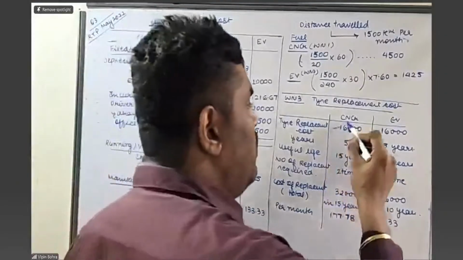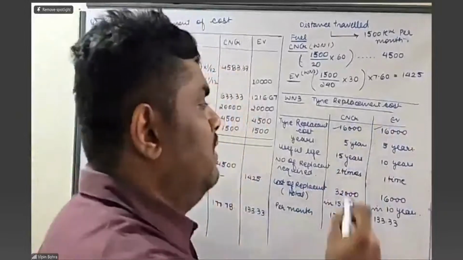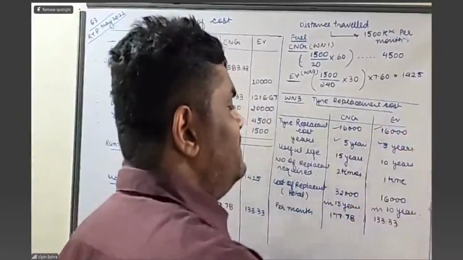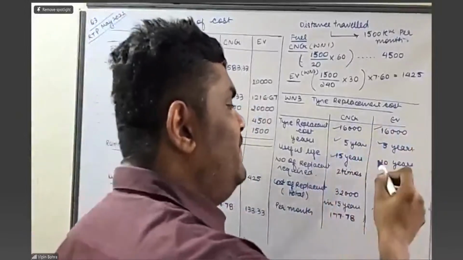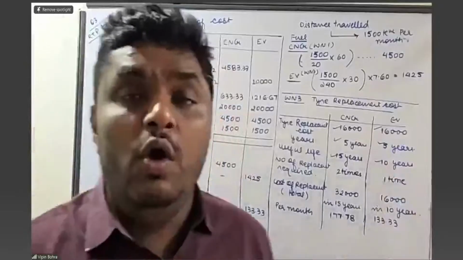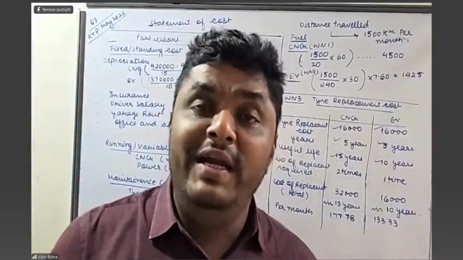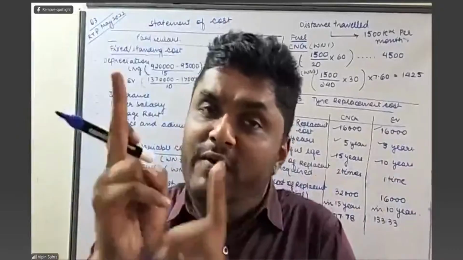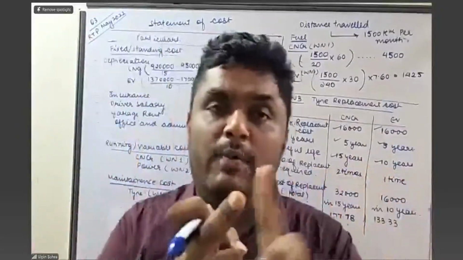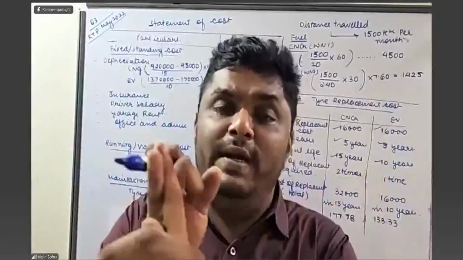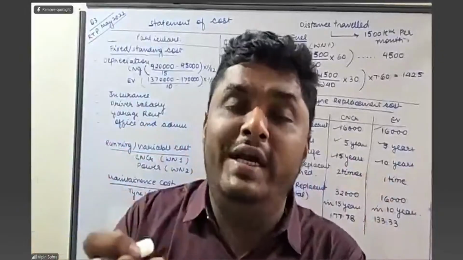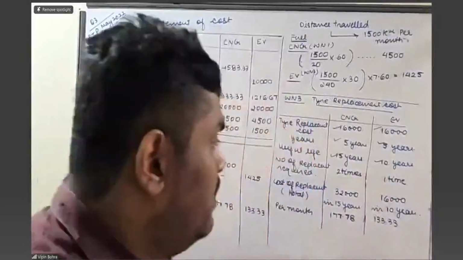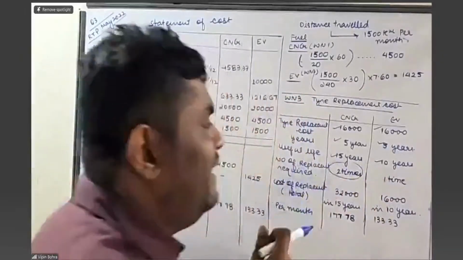The tire cost is 16,000 in every 5 years. The useful life is 15 years and 10 years. So how many times does the tire need to be replaced? See, when we purchase the car, in the 5th year, we will replace the tire. In case of CNG, in the 10th year, we will replace the tire. And in the 15th year, no need to replace, we'll be scrapping the car. So how many times does the tire need to be replaced?